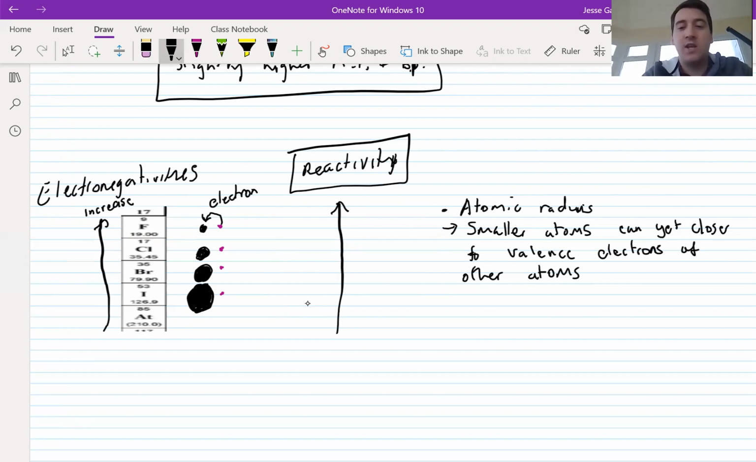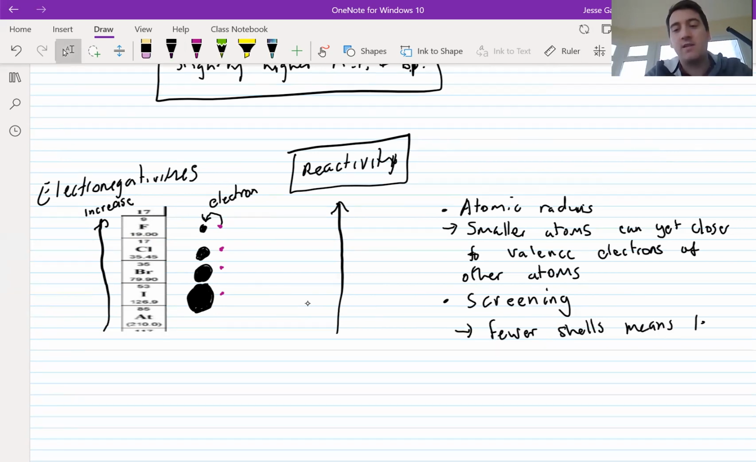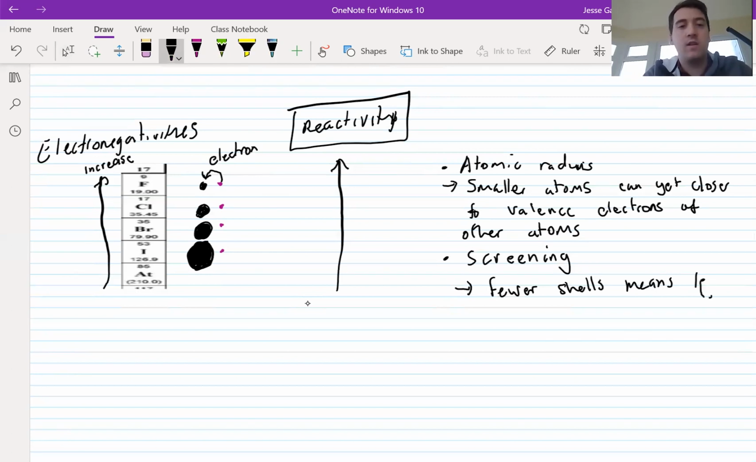Another thing is the shielding. The shielding is the other factor, or the screening. I shouldn't say shielding because I've been using screening. Sorry, screening is another factor. So fewer shells, which of course are found in the smaller atoms, means less screening of the nuclear charge.